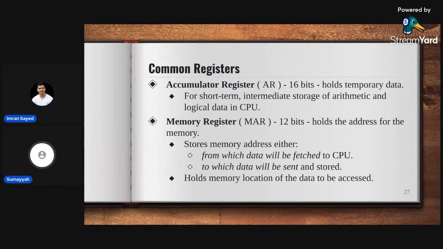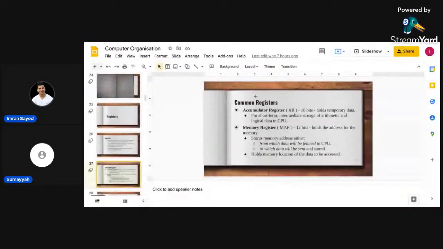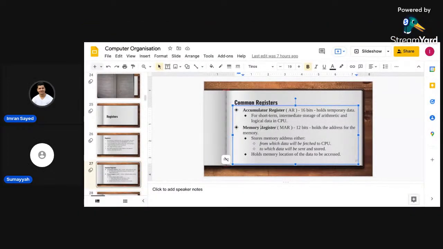The stored memory address will be the memory address from which the data will be fetched to the CPU. So the CPU will get the data from the memory address from which the data will be fetched to CPU.